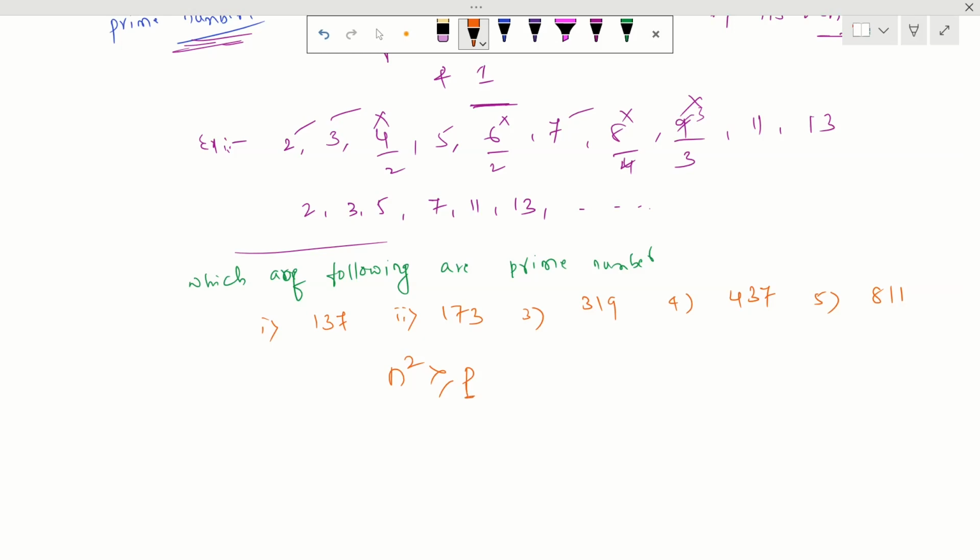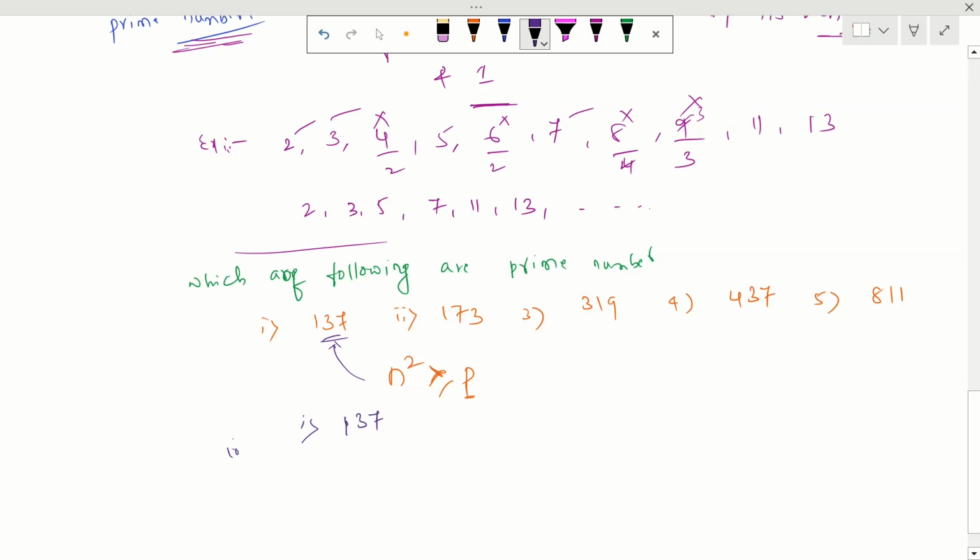Prime numbers. If n square is greater than or equal to p, then we can say whether this number is prime or not. We'll understand this here. Suppose you take n square, it has to be either greater than or equal to p. What value can we take for the first one? 137. You take 137 and we'll understand.